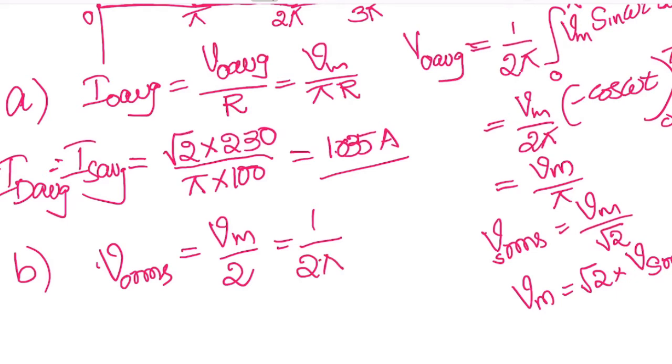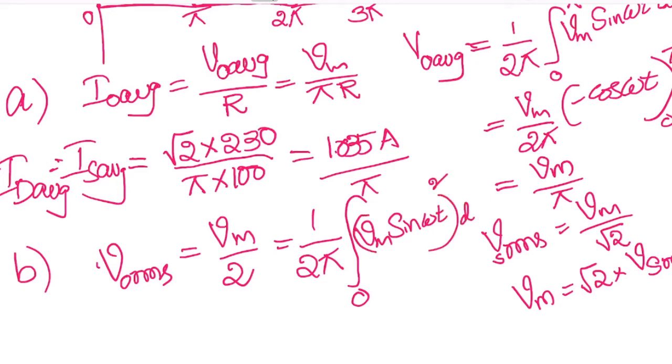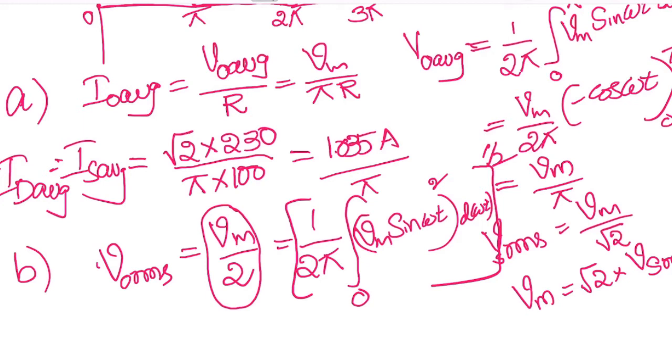Or if you want to do a derivation, this is 1 by 2 pi, with the limits existing only between 0 to pi. The function is (Vm sine omega t) whole square into d omega t, whole power 1 by 2. That means you don't have integration for sine square, so what you need to do is represent it as (1 minus cos 2 omega t) divided by 2, and you will get Vm by 2.